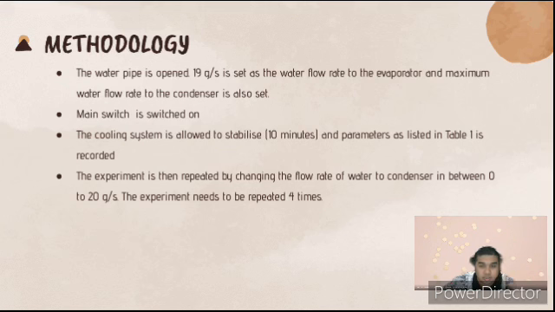The main switch is switched on. Then the cooling system is allowed to stabilize for 10 minutes, and parameters as listed in table 1 are recorded. The experiment is then repeated by changing the flow rate of water to the condenser between 0 to 20 gram per second. The experiment needs to be repeated 4 times.